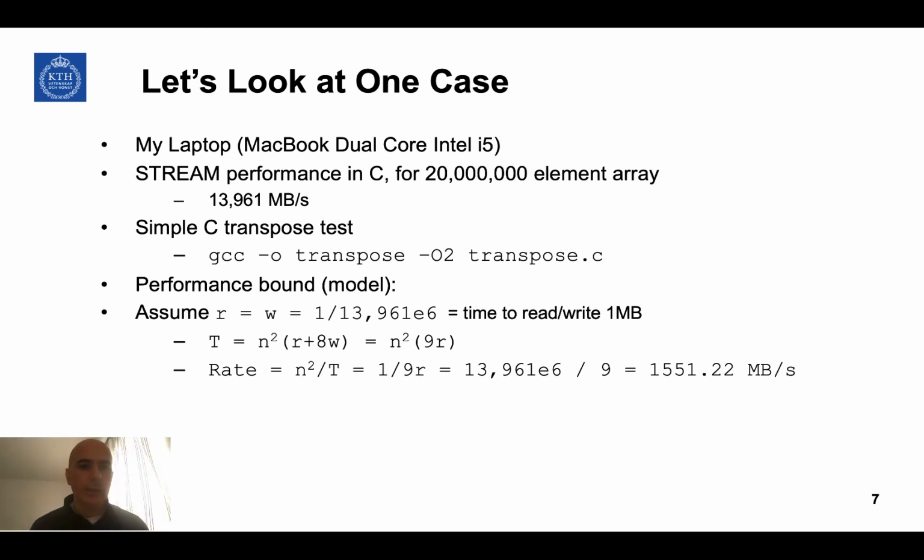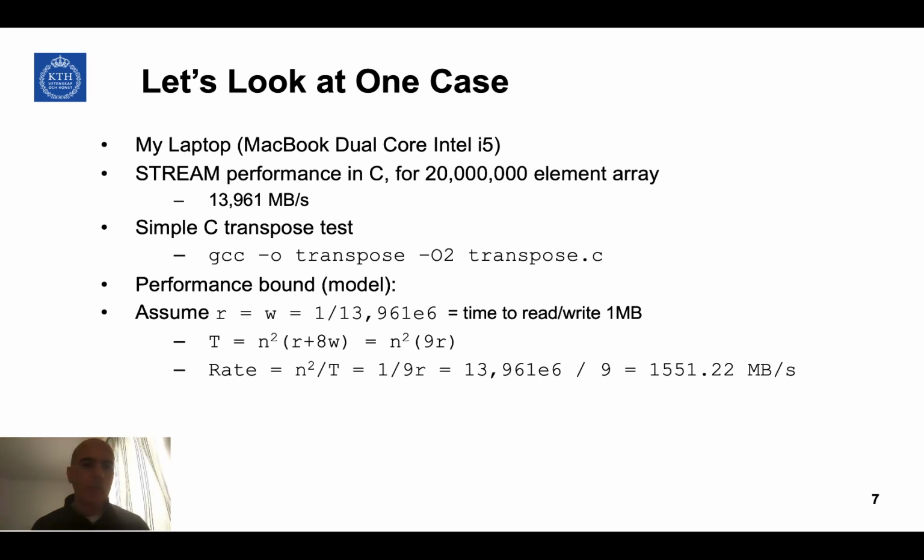Then I have my test code that performs a transpose, and I also calculate the bandwidth for this transpose operator. I simply compile on my Mac this transpose.c source code that is also available in Canvas. So let's look at the performance bound model that we derived in the previous slides.